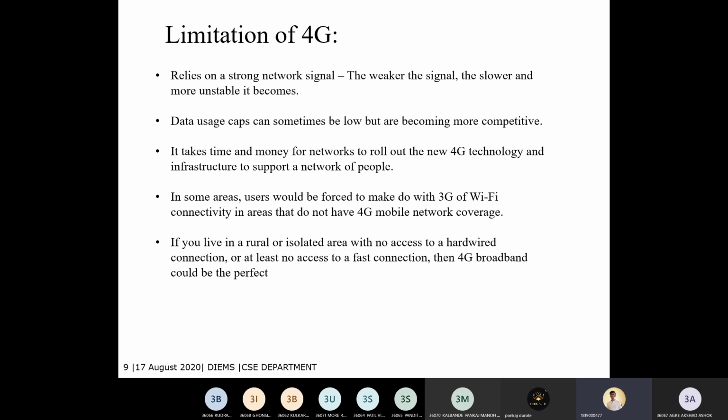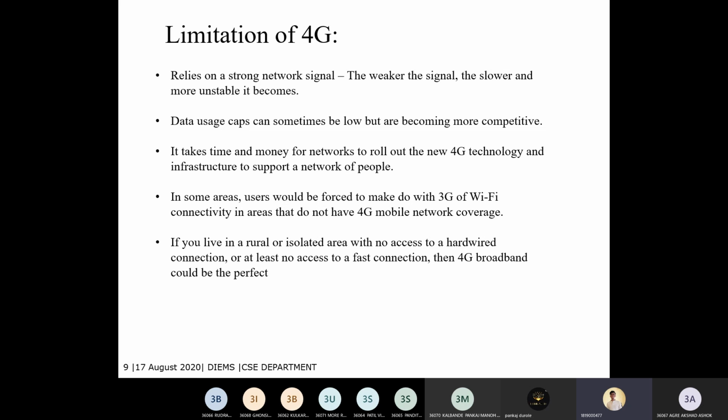So I will discuss what 4G can give us so that we move to 5G. The limitations of 4G are that it relies on a strong network signal. The weaker the signal, the slower and more unstable it becomes. 4G was introduced and it has a speed of up to 100 Mbps. Sometimes we get that speed, but sometimes we get worse speed like 2G and even 3G. That's why we should move to 5G.